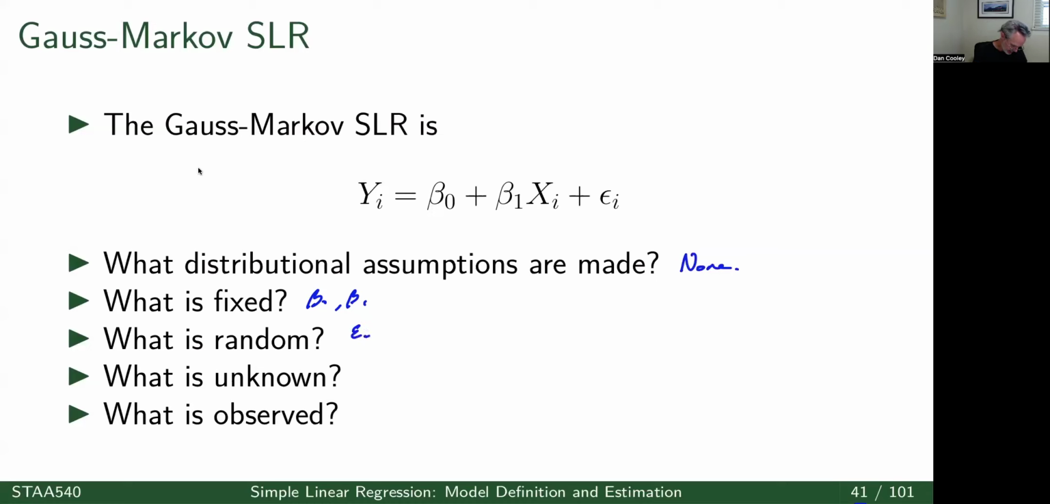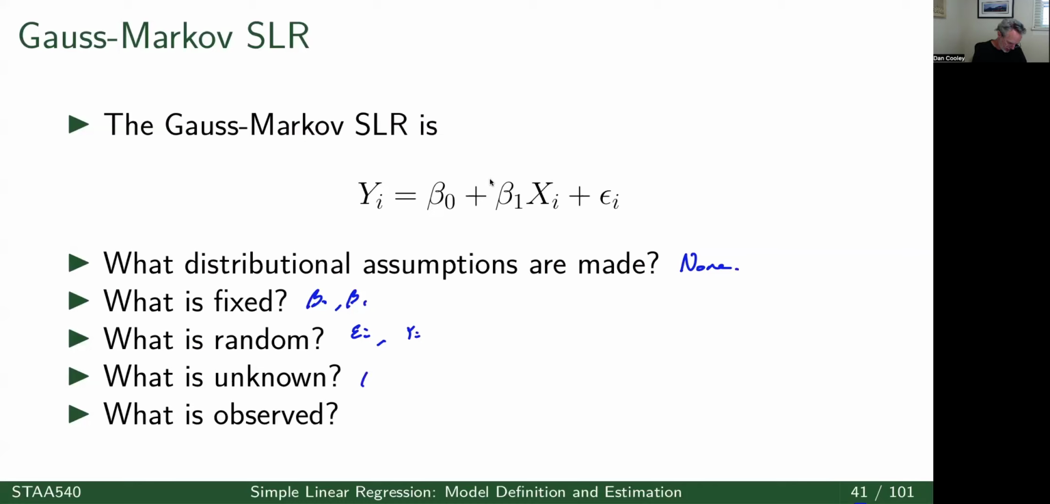What is random? The epsilon i's are random. They have a distribution. We talked about the properties of their distribution. The yi's are random. And we were able to say a bit about the yi's because starting with the assumptions on the epsilon i's. For instance, we said that the expected value of the yi's is given by this term here, where xi is where this is the deterministic part.